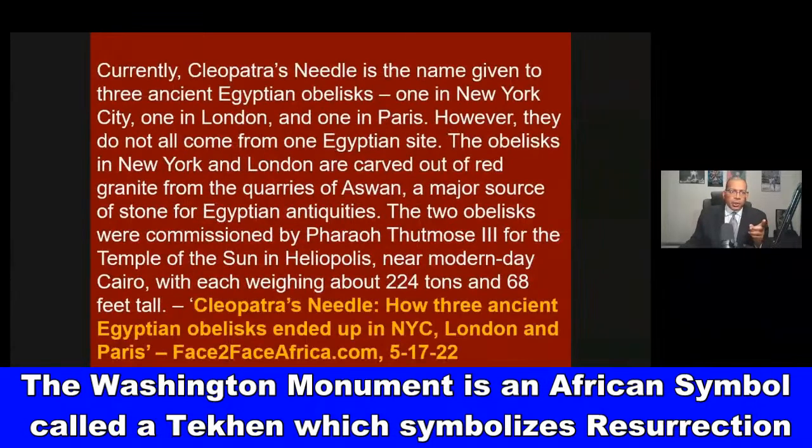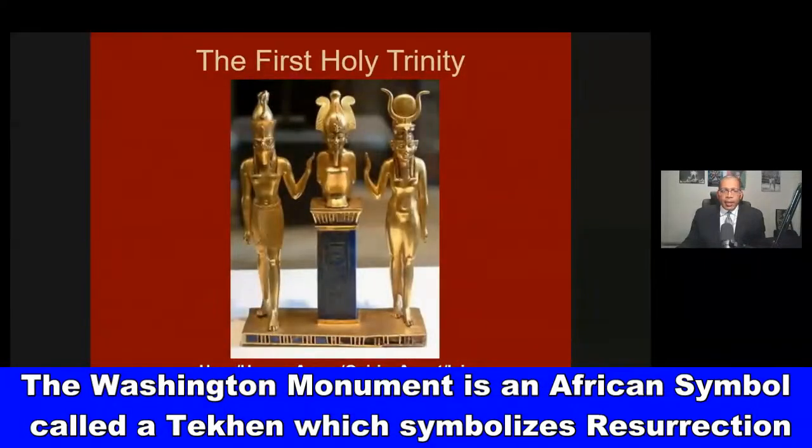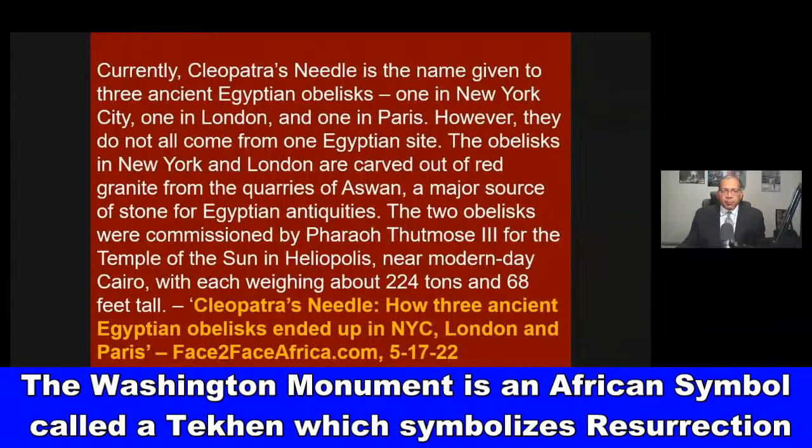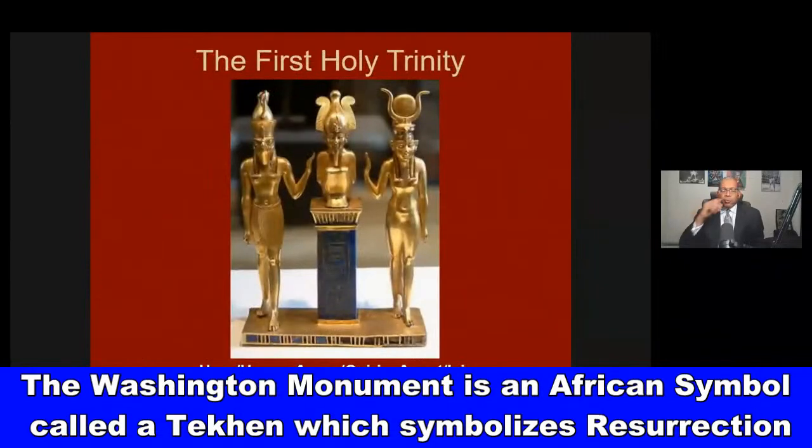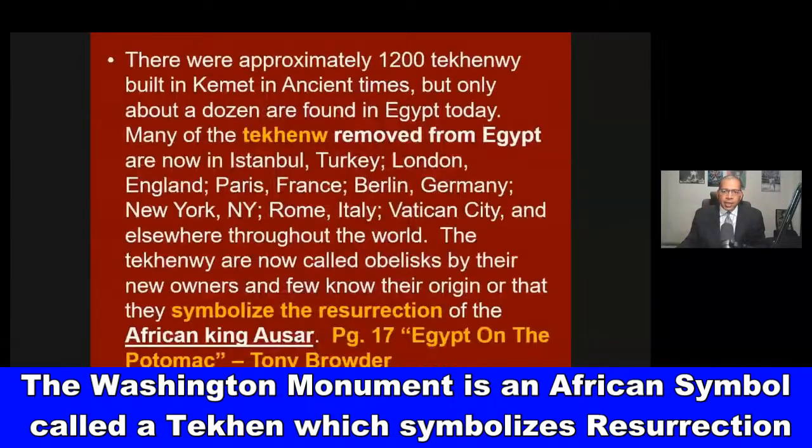There's a good article called Cleopatra's Needle, How 3 Ancient Egyptian Obelisks Ended Up in New York City, London, and Paris, France. And the Tekken, or the obelisk, comes from the story of Asar, Aset, and Heru, who the Greeks called Osiris, Isis, and Horus. There were approximately 1,200 Tekkenu built in ancient Kemet, but only about a dozen are found in Egypt today. Many of the Tekkenu removed from Egypt are now in Istanbul, Turkey, London, England, Paris, France, Berlin, Germany, New York, Rome, Italy, Vatican City, and elsewhere throughout the world.